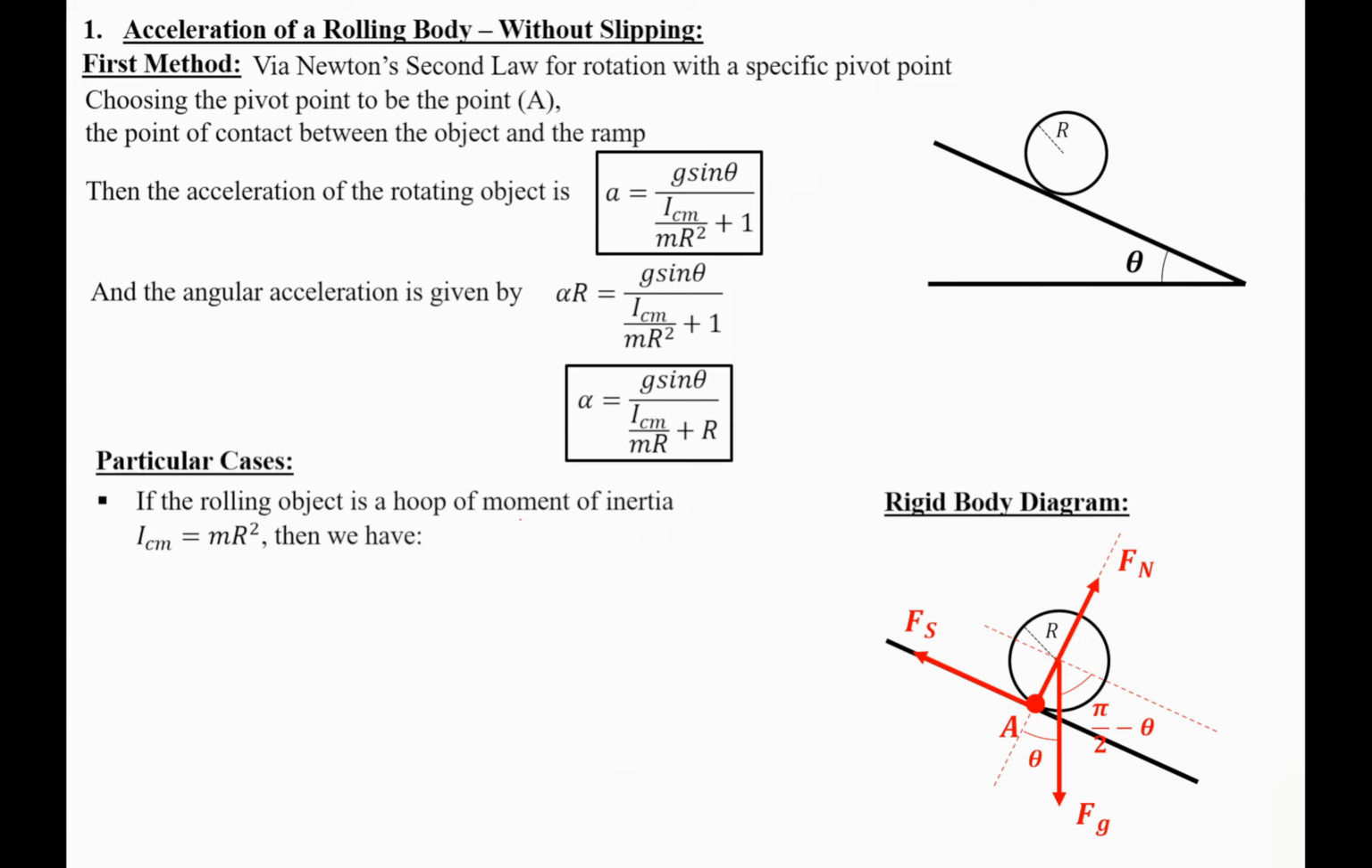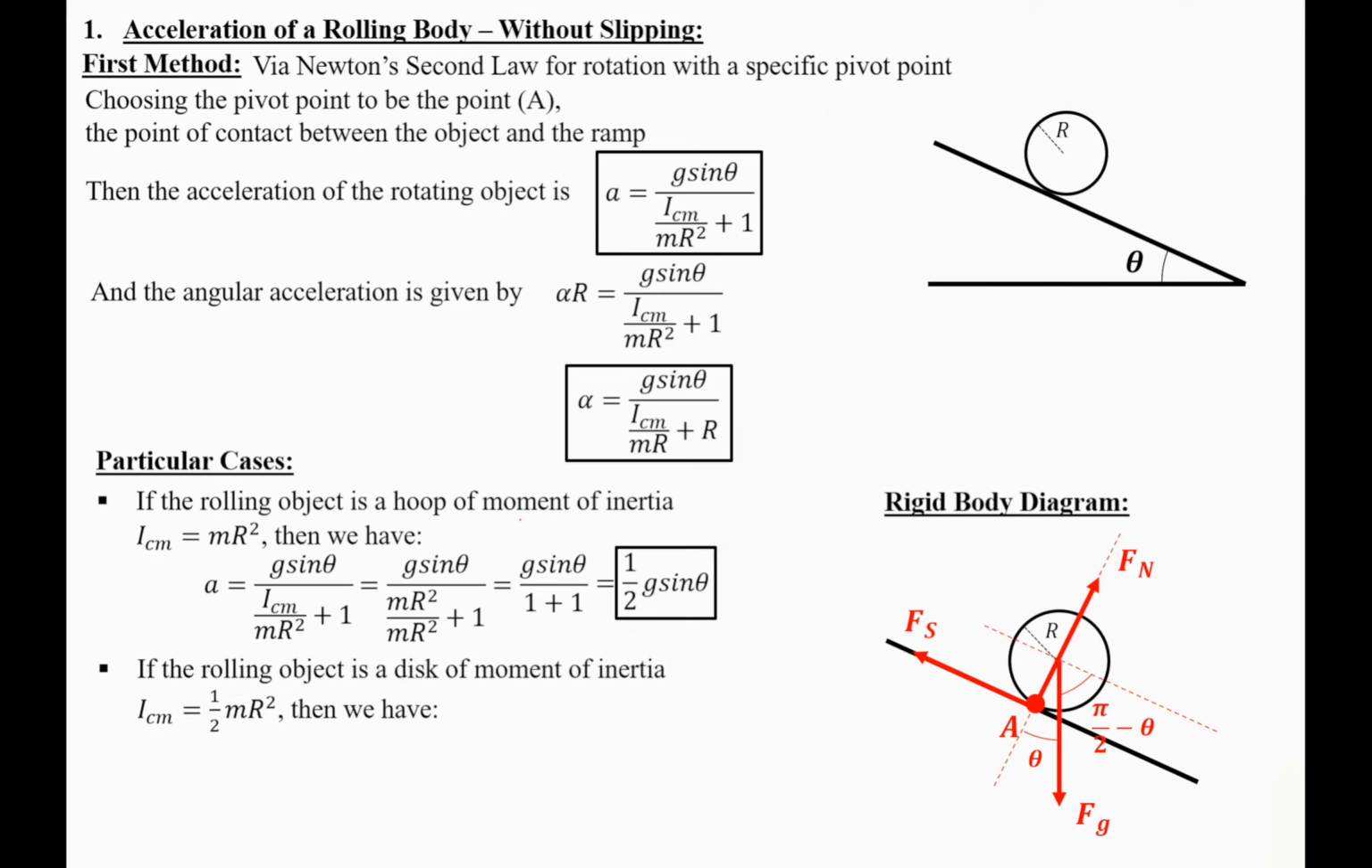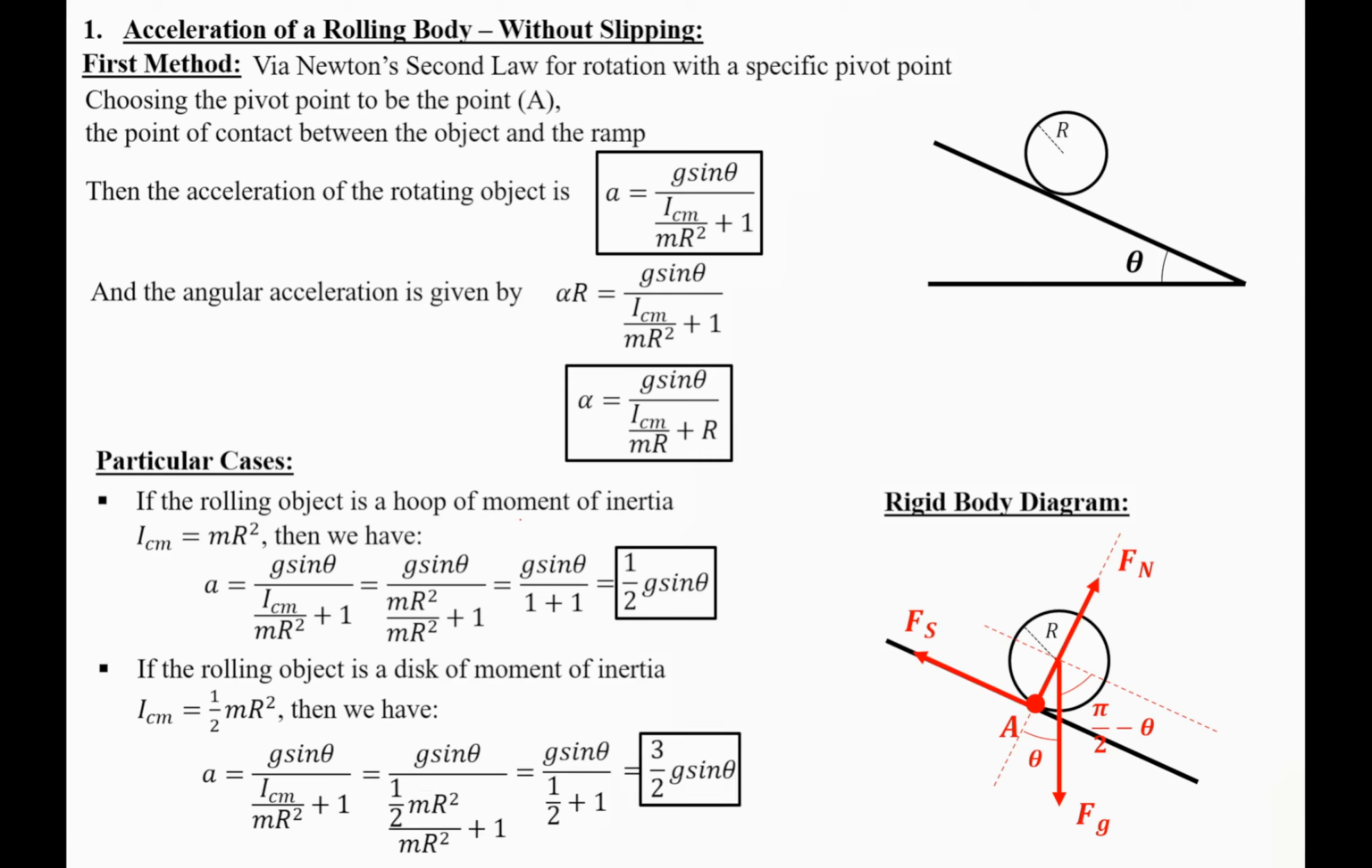Now, what are some particular cases? If the rolling object is a hoop of moment of inertia I center of mass equal to mr square, so what do we have? The acceleration would be, then mr square and mr square would cancel. 1 plus 1 would give us 2. That would be half g sine theta. And if the rolling object is a disk of moment of inertia half mr square, if we do the same calculation, we're going to have that it's given by 2 over 3 g sine theta. And notice that here, the acceleration of objects that are less inertial is greater, and we will elaborate on that at the end of this section.